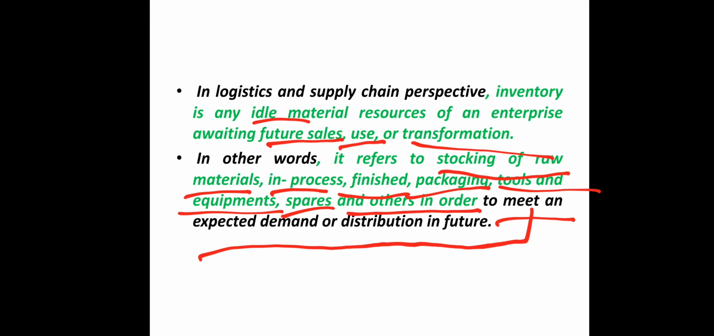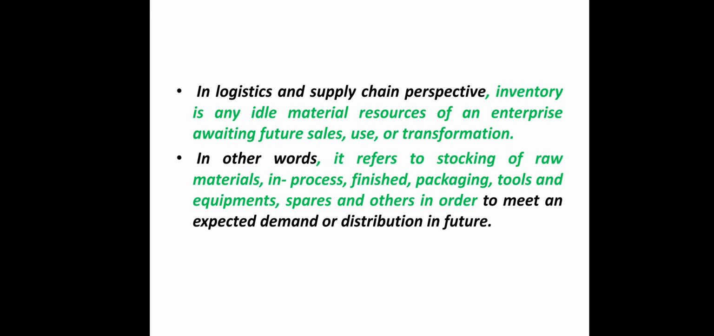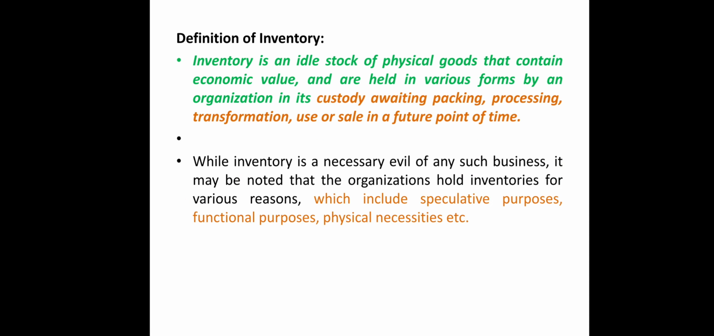So this is about the material, this is about the product. Along with the main product, there is also packaging material which is stored. They also have some tools and equipment awaiting use. There are some spare parts and other materials, held in order to meet an expected demand or distribution in future. So this is what inventory is about. Now, up to now we have discussed the broad meaning of inventory, and what types of material we have in inventory.